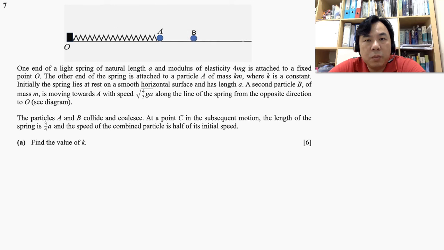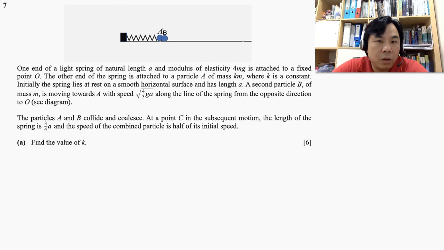You can see that B moves towards A, they coalesce, and then the whole body will move and compress the spring, compress it by a quarter of a. That's how it looks. Now we're going to do it in two stages. The first stage is we're going to analyze the collision between A and B first. So for the collision itself, I'm going to start from here.